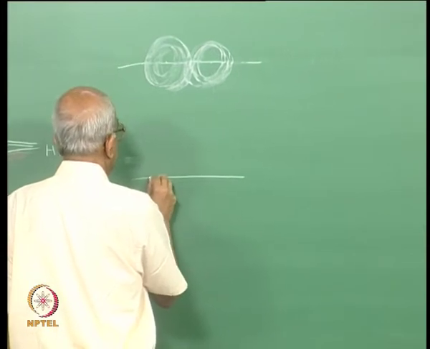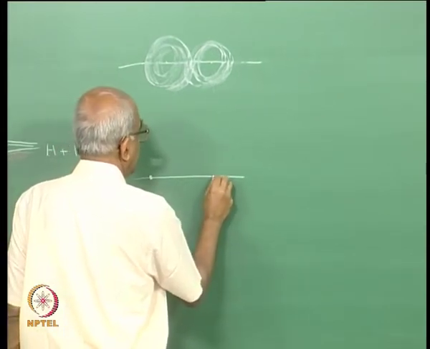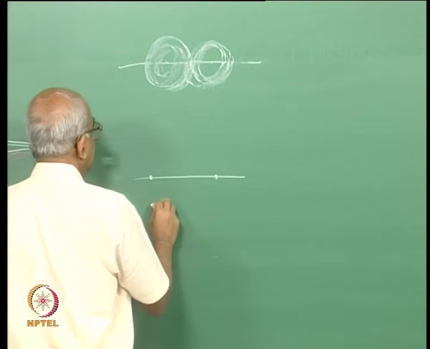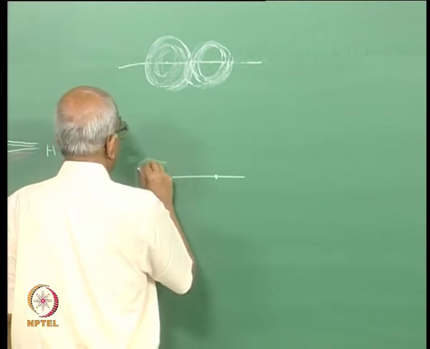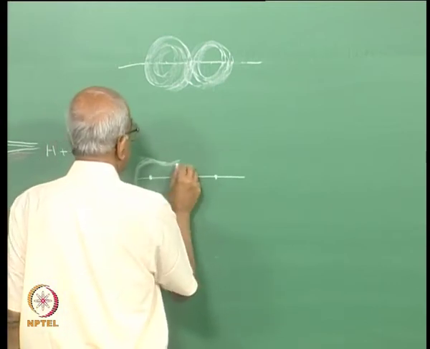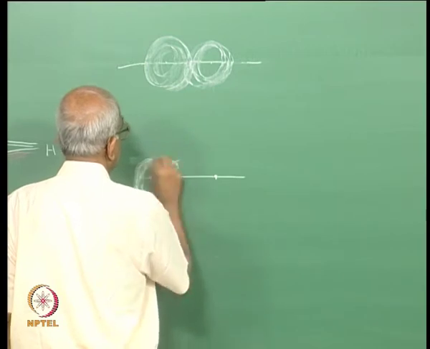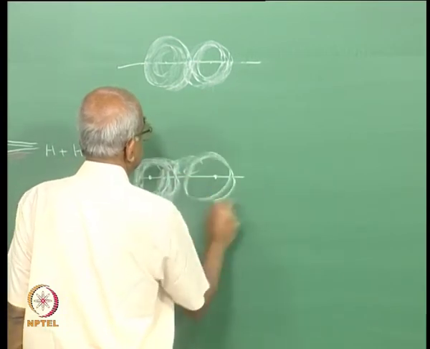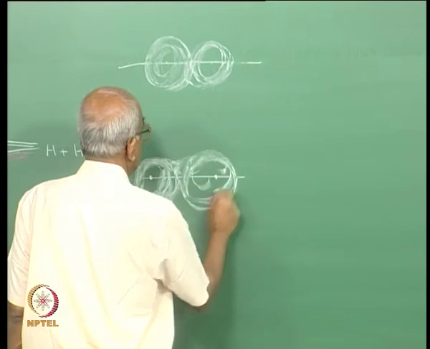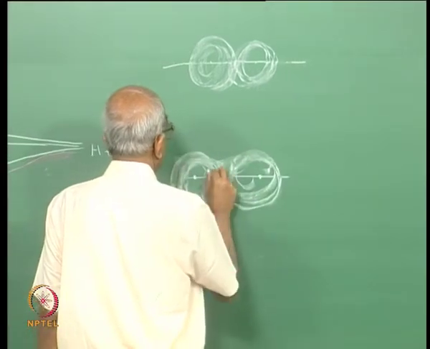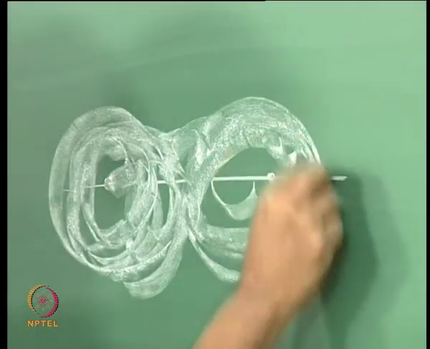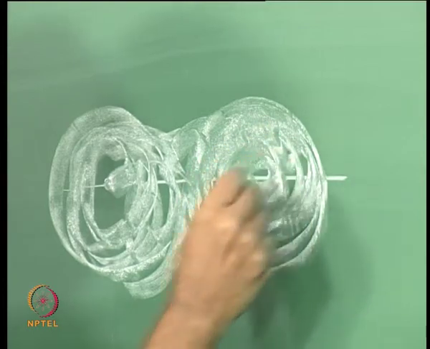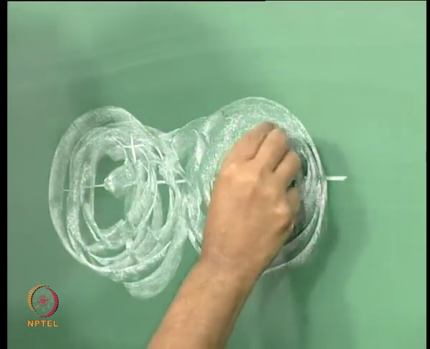Imagine this is your molecular ion with the two nuclei, and this is your bonding molecular orbital, something like that. And remember that the molecular orbital is completely positive everywhere.